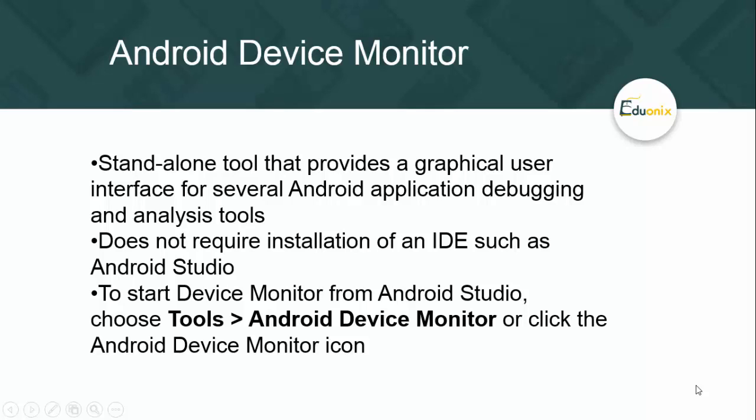Android Device Monitor is a standalone tool that provides a graphical user interface for several Android application debugging and analysis tools. To start Device Monitor, from Android Studio, choose Tools, Android, Device Monitor, or click the Android Device Monitor icon, or from the command line in the SDK tools directory, enter the command monitor. Start an Android emulator or connect an Android device via USB cable and connect Device Monitor to the device by selecting it in the Devices window.